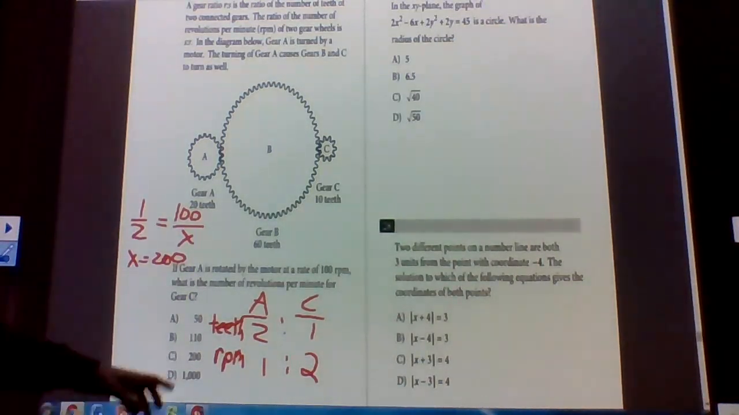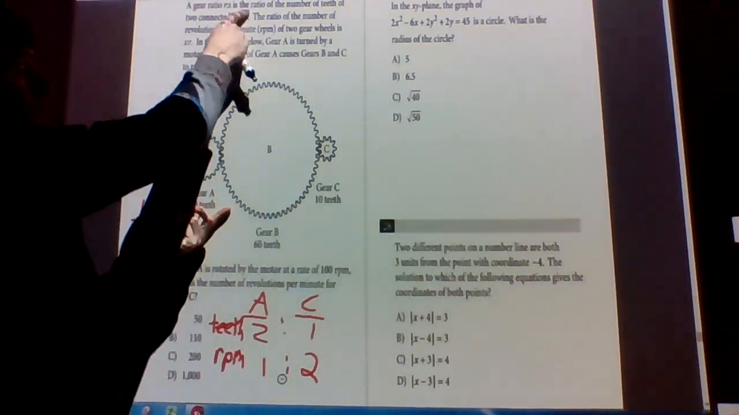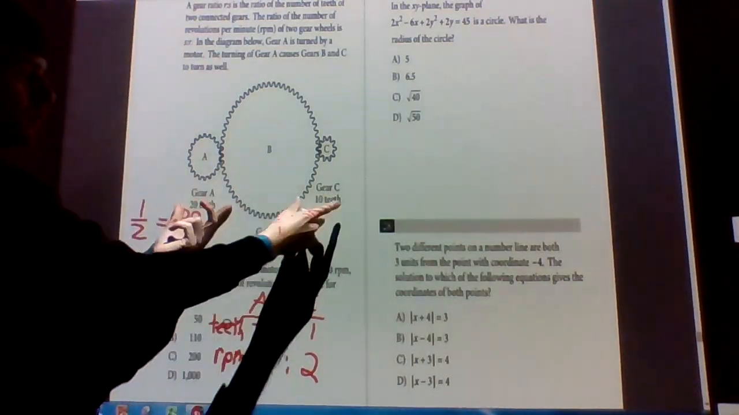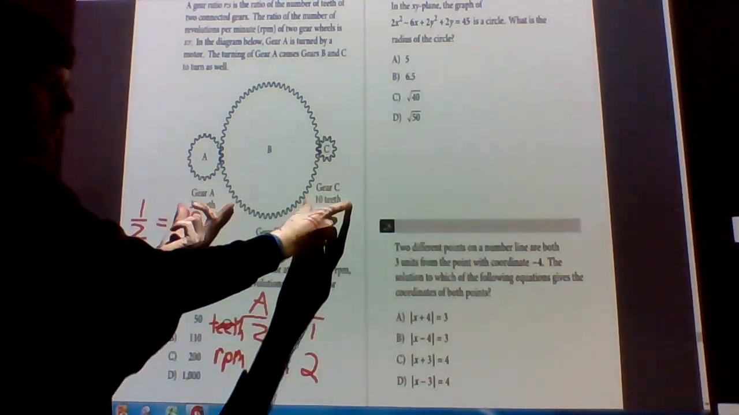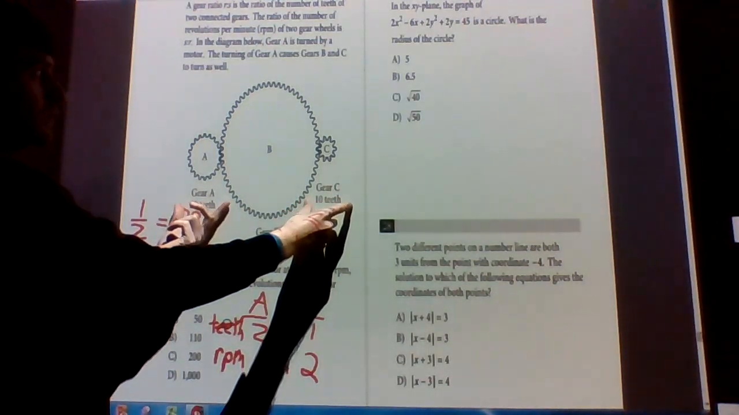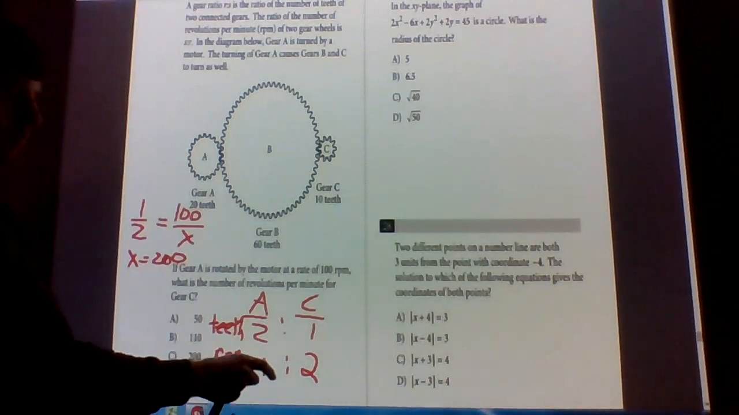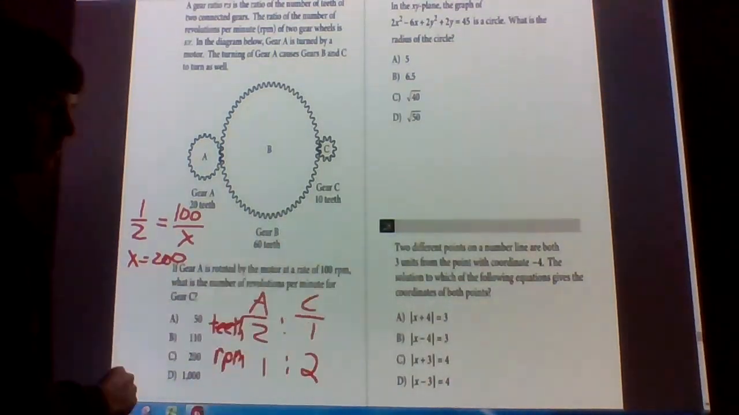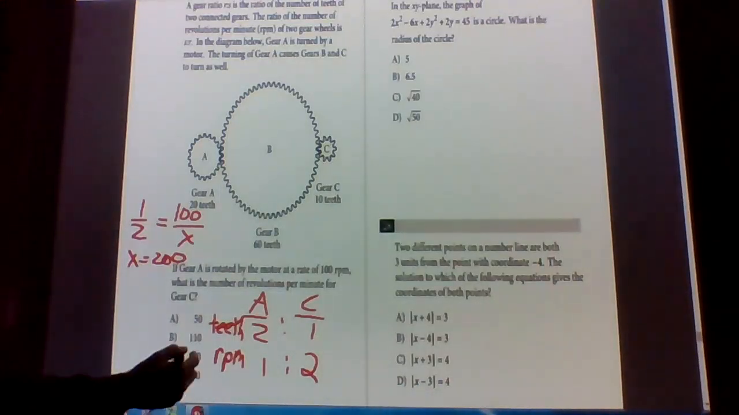Okay, so the 20 teeth to 10 teeth, so 2 to 1. You flip your ratio to find the revolutions per minute. So if the ratio of teeth in A to C is 2 to 1, the ratio of revolutions per minute is going to be 10 to 20, or 1 to 2, which means this one's going to have twice as many rotations. So if gear A rotates 100 times a minute, gear C is going to rotate 200 times a minute, which is going to be C.